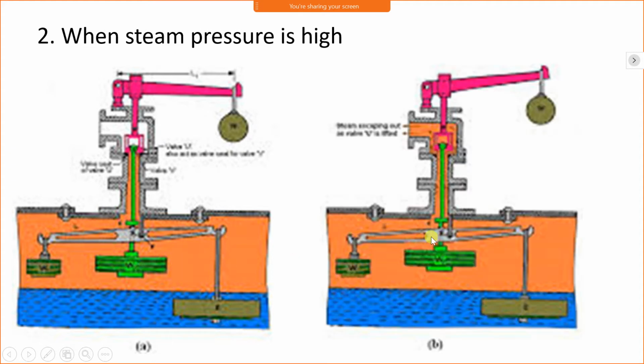When the steam pressure increases, steam from the boiler enters through this pipe, and it pushes the valve V1. When the pressure of the steam is such that it overcomes the inertia of the weight, this valve moves in the upward direction and produces a cavity between the valve and the pipe, and from the pipe steam escapes from the boiler. This is the working of the main valve V1 when steam pressure is high.